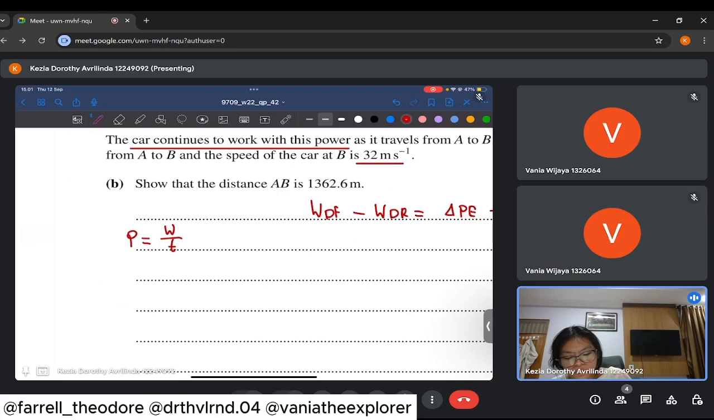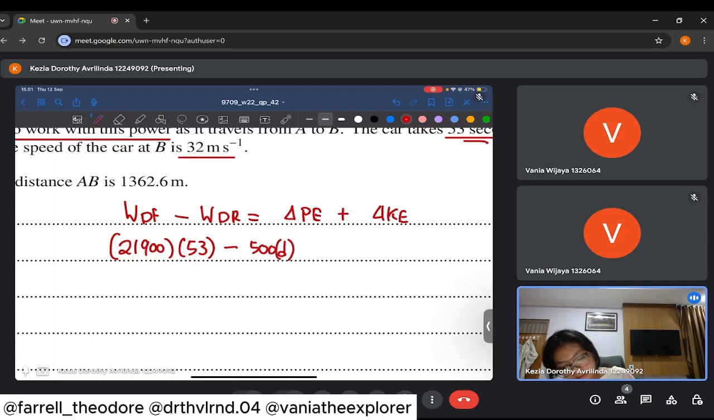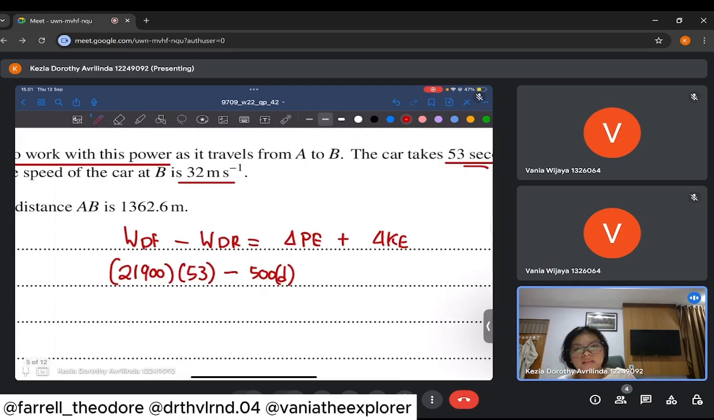So we'll be using the 21,900 times 53 seconds for work done by driving force, minus 500 D. The D is the distance that we're going to be finding, which is this one. And 500 comes from question A. Resistance force magnitude is 500.